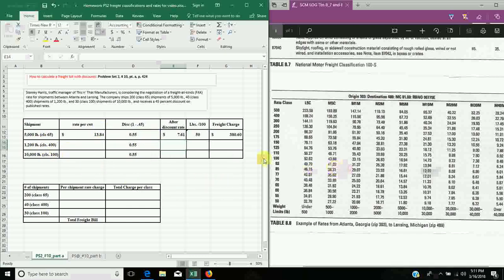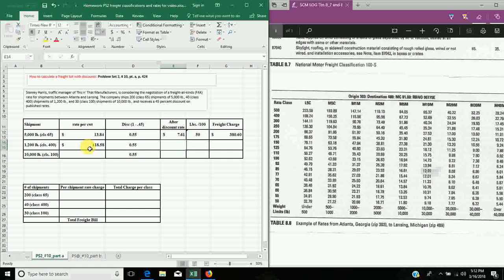We have a Class 400, so we go up here, of 1,200 pounds. So we're going to have to go past this, and we'll go over to here, and that's $118.58 per hundredweight. Got it? Because it's in between 1,000 and 2,000, and it's Class 400. So we'll just pop that number into here, 118.58.